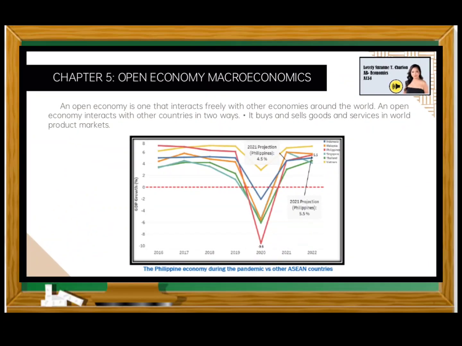Chapter 5, Open Economy Macroeconomics. An open economy is one that interacts freely with other economies around the world. An open economy interacts with other countries in two ways. It buys and sells goods and services in world product markets. The rate of economic growth of output and of productivity in an economy depends on the technical relations with the rate of growth of the inputs of capital, labor, and other economic resources that enter the production process.